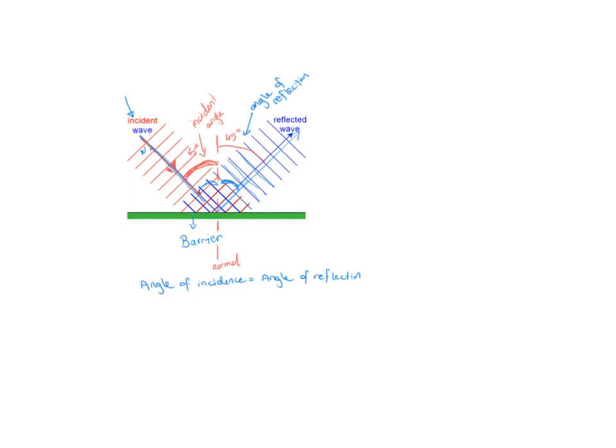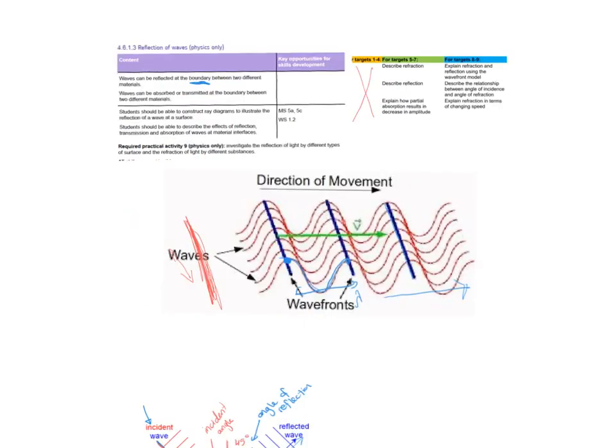This is also a very good point to mention that the wavelength, frequency, and speed remain unchanged throughout the reflection. So there's no changes in any features of the wave. So we said waves can get reflected at the boundary. This goes for every single type of wave, not just water waves, not just light waves. Sound waves can get reflected, but they can also get absorbed or transmitted at the boundary between two different materials. And that depends on what type of wave we're dealing with and what type of material.